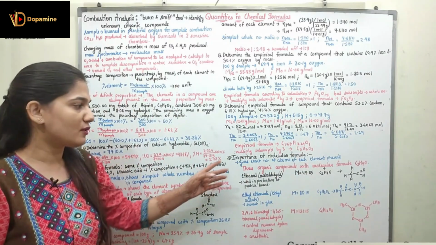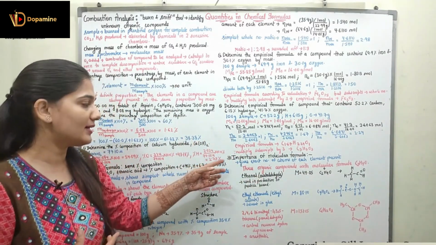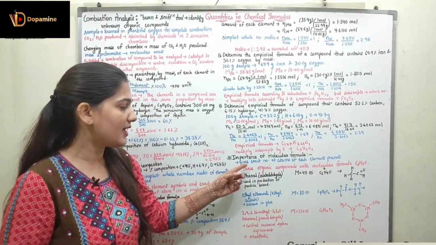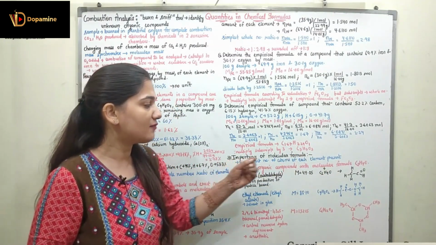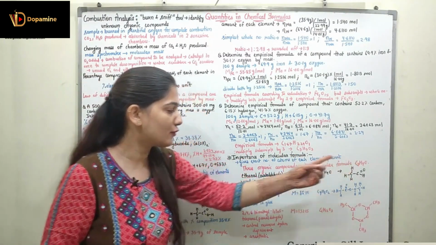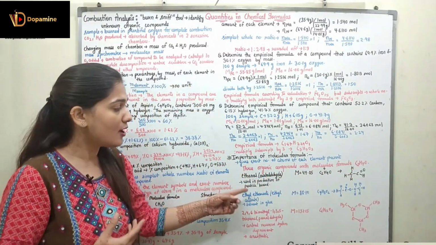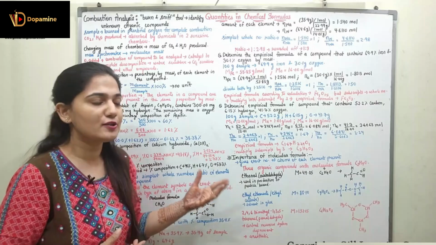Now coming to the importance of the molecular formula. The molecular formula gives the exact number of atoms of each element present. Here we have three organic compounds which have the same formula, C2H4O. All of these three are shown with their different parameters.